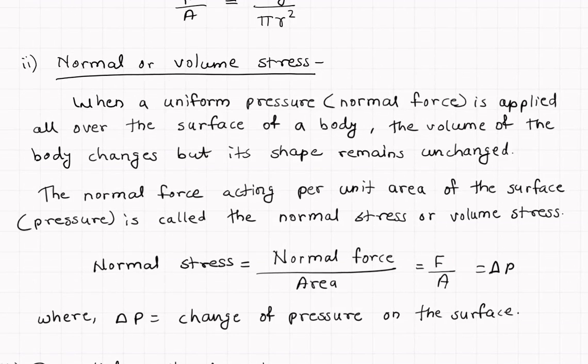Next is normal or volume stress. When a uniform pressure is applied all over the surface of a body, the volume of the body changes but its shape remains unchanged. The normal force acting per unit area of the surface is called the normal stress or volume stress. Normal stress is equal to normal force divided by area. Normal force is F and area is A, so F by A is equal to delta P, where delta P is the change of pressure on the surface.